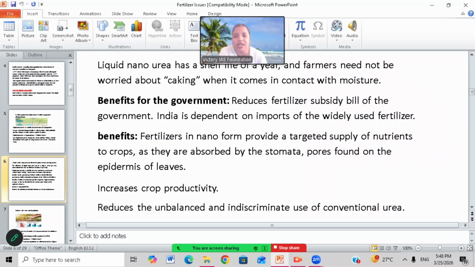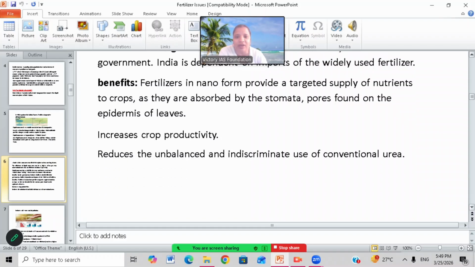Okay, so benefit for the government: reduce fertilizer subsidy bill of the government. India is dependent on imports of widely used fertilizer. So they have to pay the import duty also, and they have to give the subsidy to the farmer. So double cost it is coming on fertilizer. So now they can avoid one cost. They can just pay the import duty on the fertilizer.